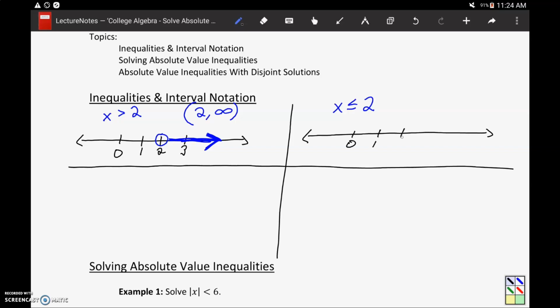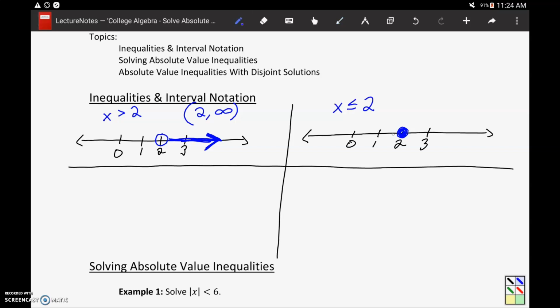We can set up another number line to visually represent what this solution means. So in this case, we would start at 2, but we would want a filled in circle since 2 itself would be a solution to this inequality statement. 2 is less than or equal to 2 itself.